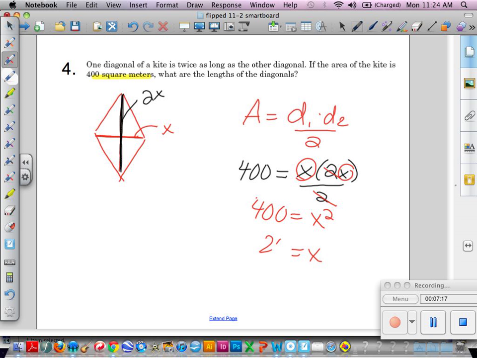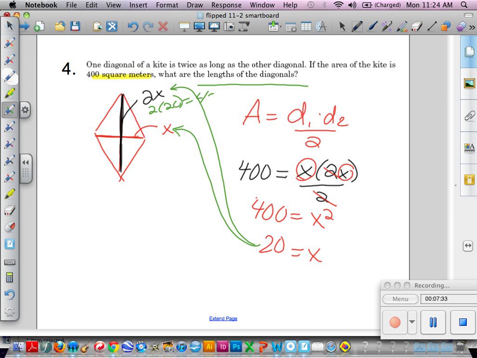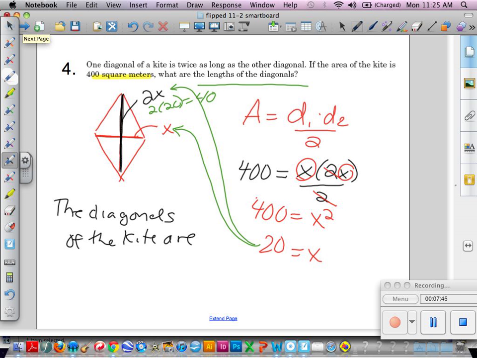Now, what is the question again? We are asked to find the length of the diagonals. So 20 is my first diagonal. 2 times 20 is my second diagonal, which is 40. So I really need to now write a sentence. The diagonals of the kite are 40 meters and 20 meters.